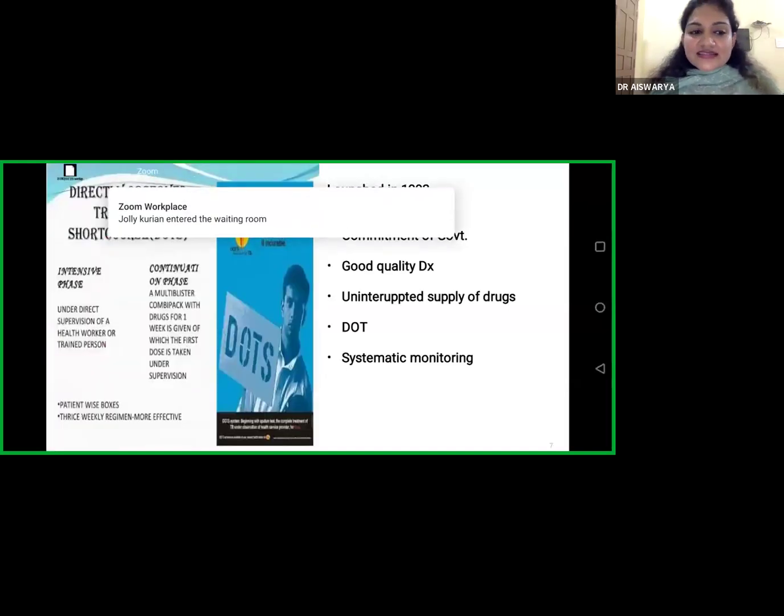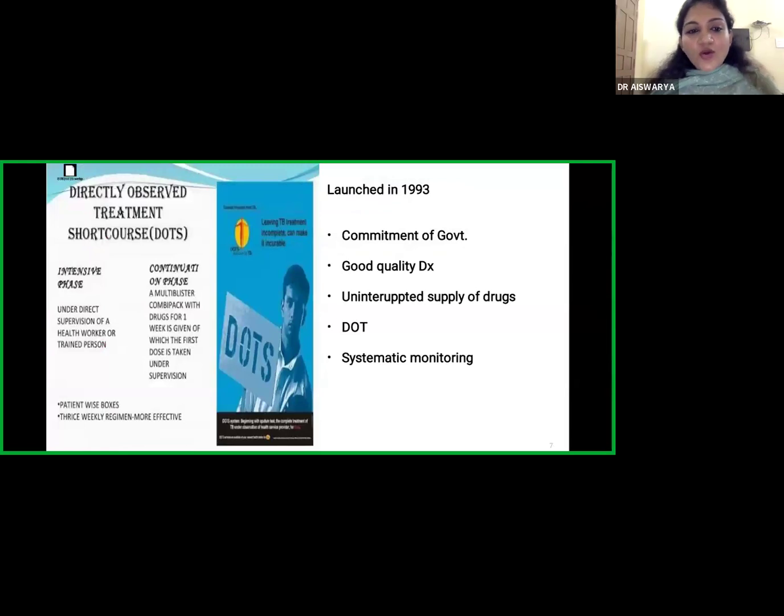So under the RNTCP came the DOTS strategy. DOTS means Directly Observed Treatment, Short course. It was also launched in the year 1993. This aimed at having a commitment of government towards the TB cure, providing good quality diagnosis and treatment for TB. So what is this DOTS? The TB patient takes the TB medicine under the direct supervision of a healthcare worker or a trained person, so that we can assure 100% compliance of TB medicine intake.